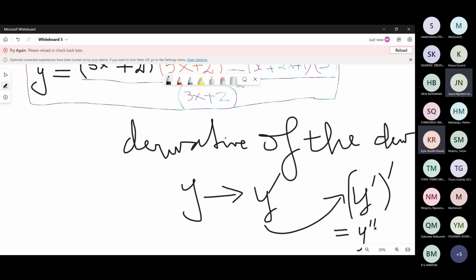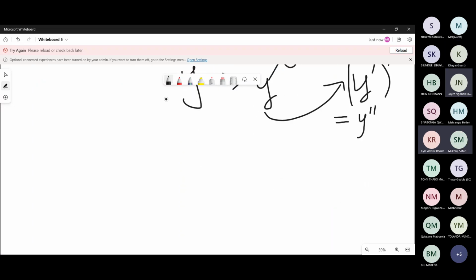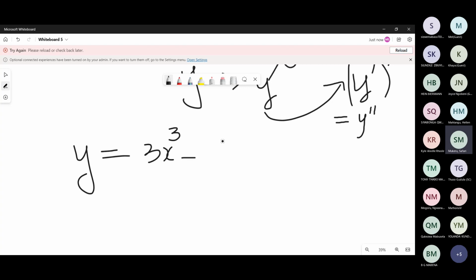Sorry, Prof. In case I give you an example with regards to computing the second derivative? Yes. Say y is equal to 3x cubed minus 1 over x plus e to the 2x. Whatever.